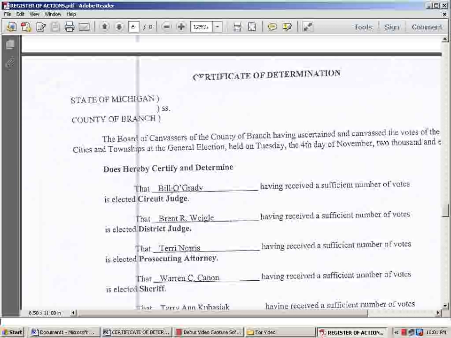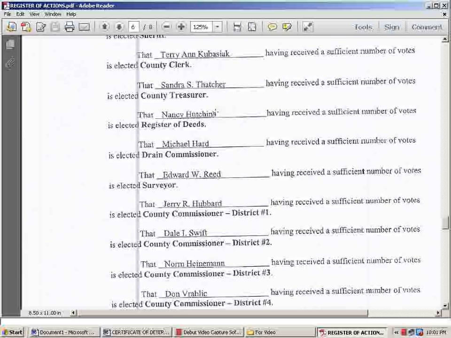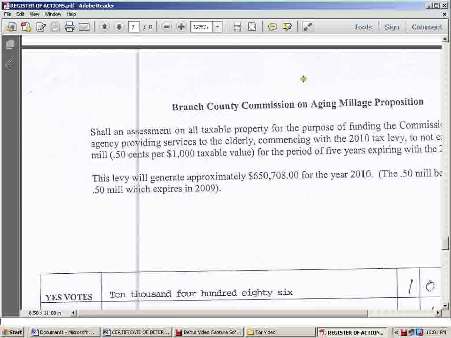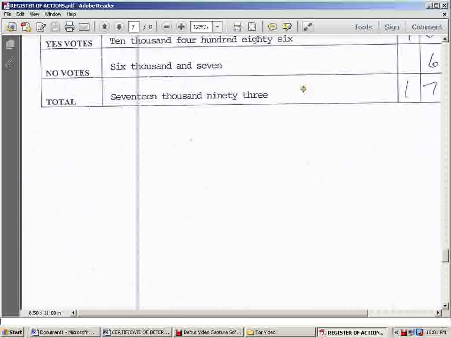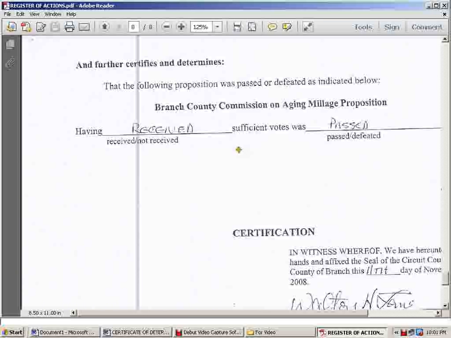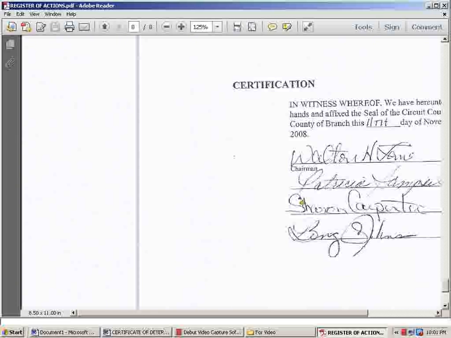Here's the year before, 2008, certificate of determination. Blah, blah, blah. Nothing. Now we're going to have a millage proposal for Branch County Commission on Aging millage proposal. Nothing. And then we're going to have another page that says this is for the Branch County Commission on Aging millage proposal. Another certification.